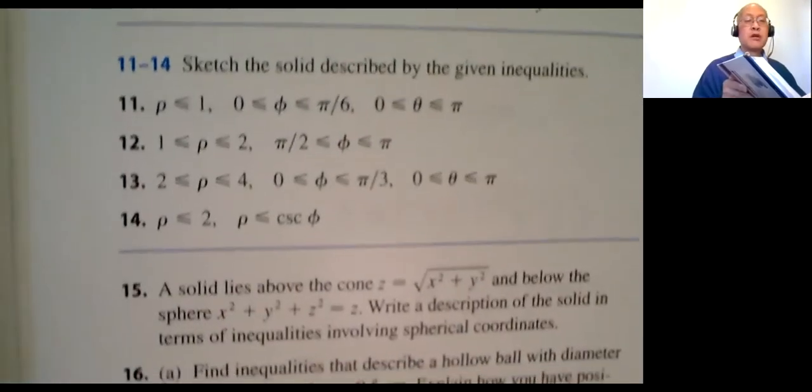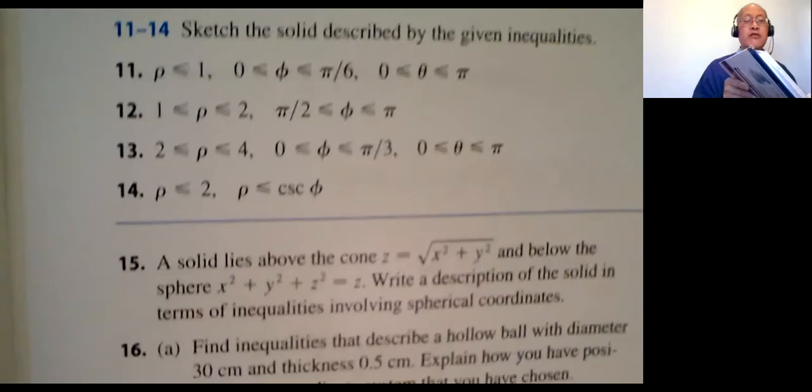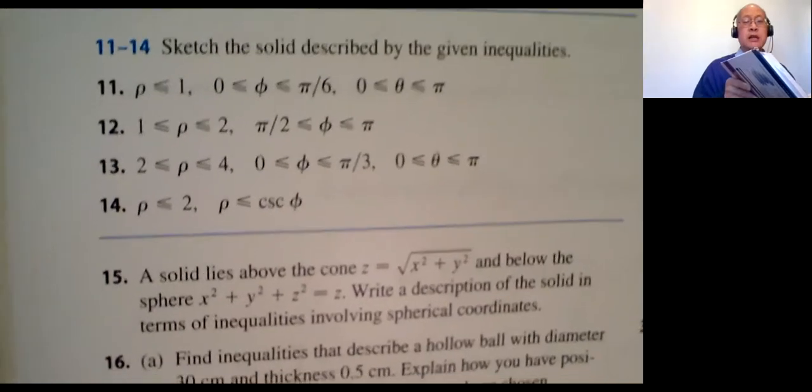And then 11. That's just to sketch the solid described by the given inequalities. I'll show that quickly. 11. Rho is less than or equal to 1. Phi is between 0 and pi over 6. Theta is between 0 and pi.